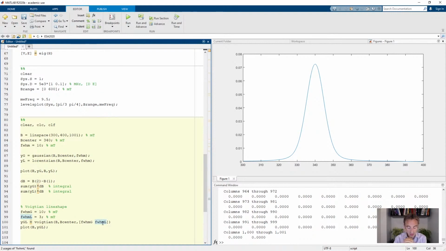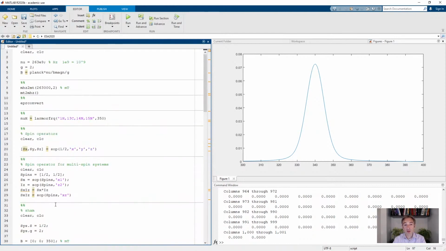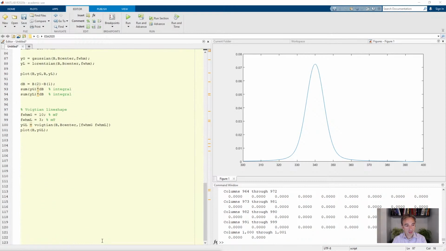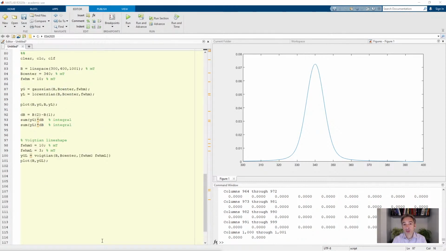So this is a brief overview of some other tools in EasySpin. We talked about physical constants, we talked about spin operators, spin Hamiltonian matrices and how to calculate their eigenvalues and eigenvectors, energy level diagrams with the function levelsplot, and finally, at the end, we talked about the different line shape functions that EasySpin supports.